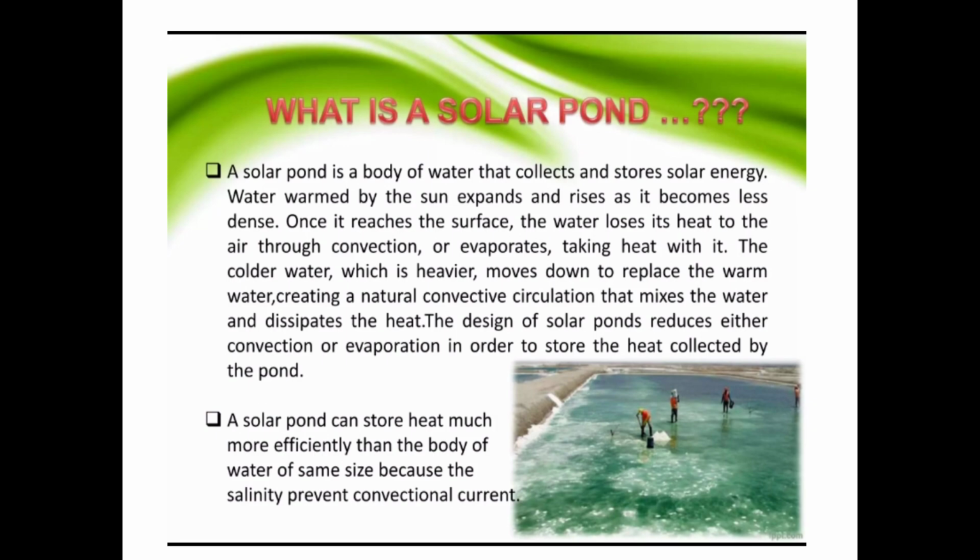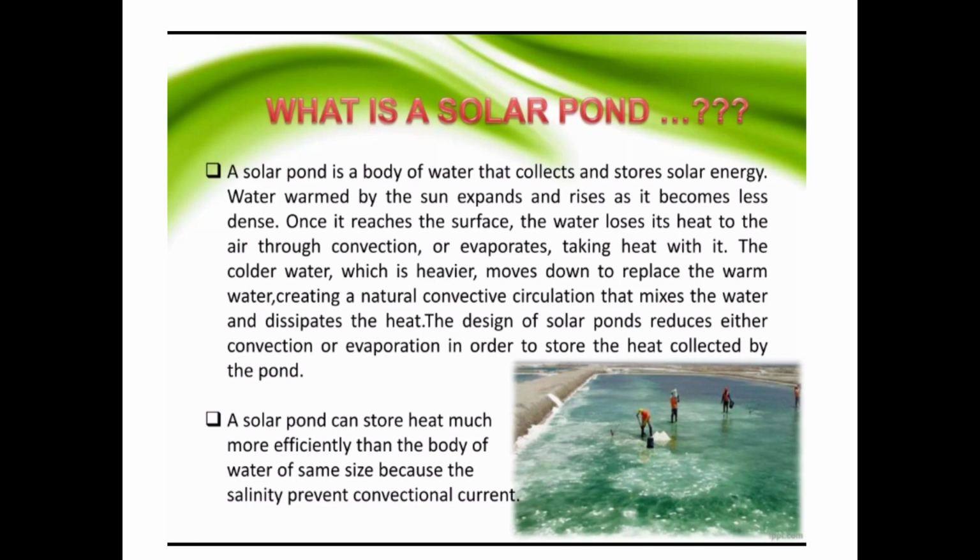Generally, a pond is defined as a body of collected water usually smaller than a lake. Here, a solar pond is a body of water that collects and stores solar energy. Water warmed by the sun expands and rises as it becomes less dense. Once it reaches the surface, the water loses its heat to the air through convection or evaporates, taking heat with it. The colder water, which is heavier, moves down to replace the warm water, creating a natural convective circulation that mixes the water and dissipates the heat.